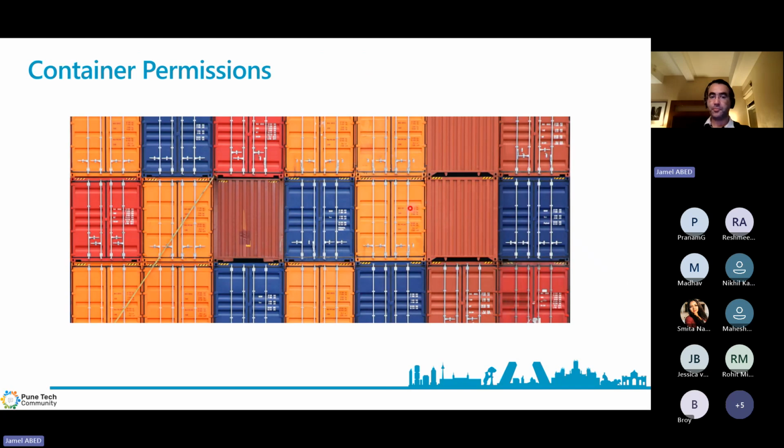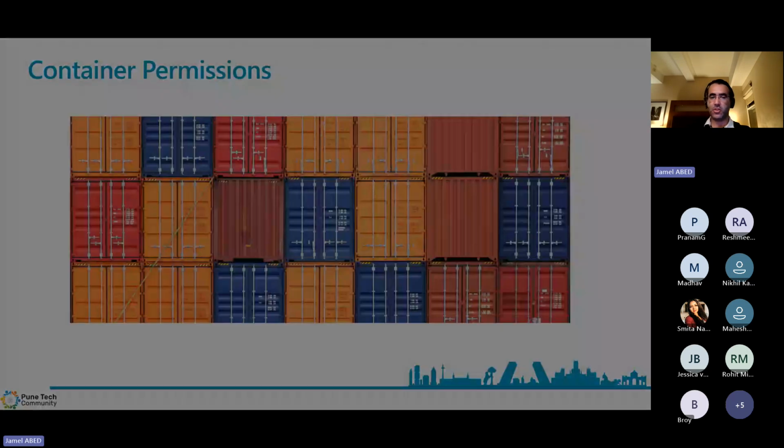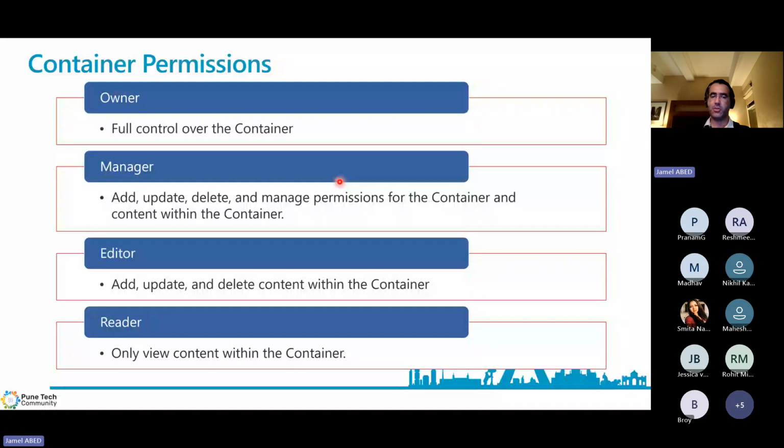And the container permissions. For SharePoint Embedded content, you have 4 levels of permission: owner, manager, editor, and reader. The owner of a SharePoint Embedded container has full control of the container, and the manager can only add or modify the properties and the content. The editor can only add and delete the content inside the container, but cannot modify the properties of the container, and the reader can only read the properties and the content.